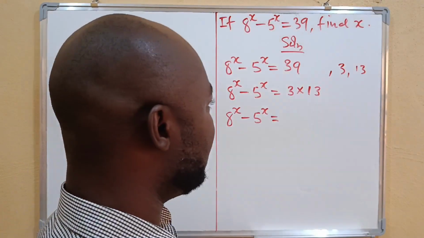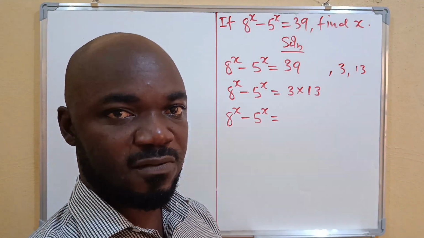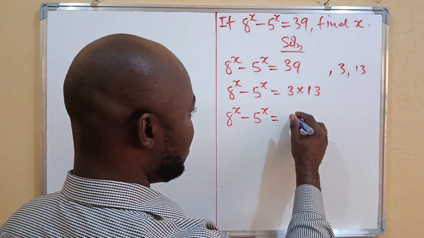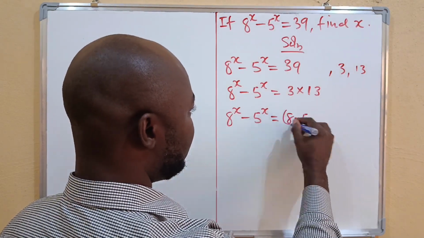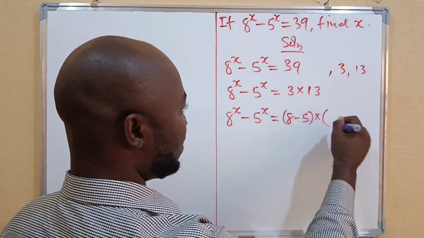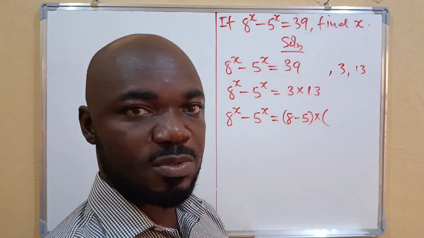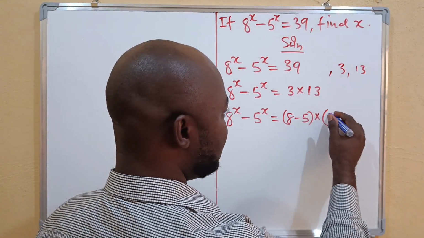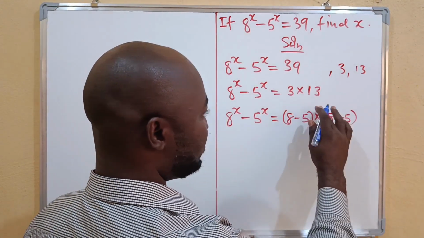Now what is 3? If I express 3 in terms of 8 and 5, 3 means 8 minus 5. What is 13 in terms of 8 and 5? 13 is 8 plus 5.